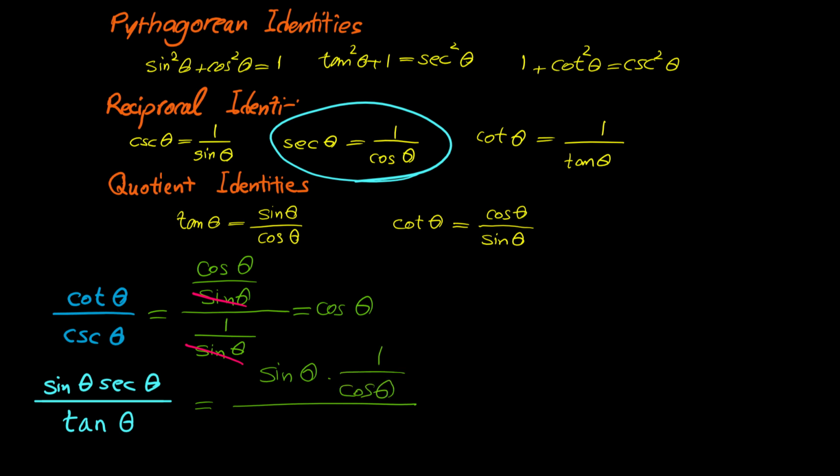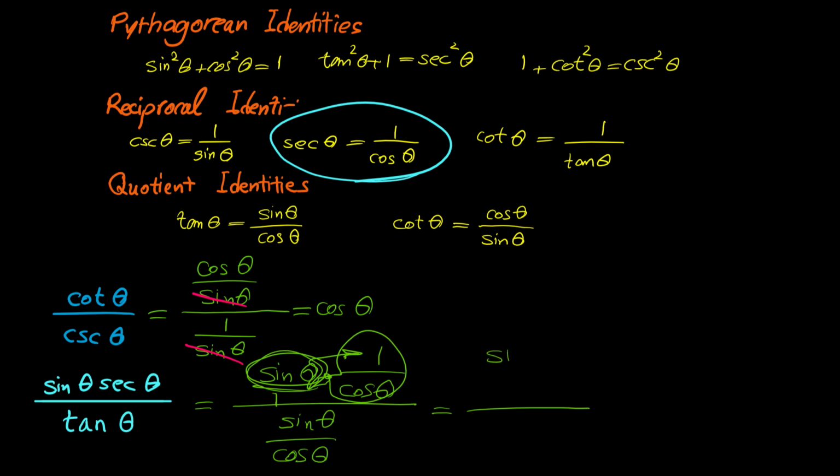Now look at the denominator. We have tangent. Tangent is sine over cosine. And we don't have any other identity here. So let's replace tangent with sine over cosine. Look at the numerator. In the numerator, basically we have sine theta times a fraction. Sine theta multiplies the numerator because the denominator of this is 1. So in the numerator we have sine theta over cosine theta. What do we have in the denominator? Sine theta over cosine theta.